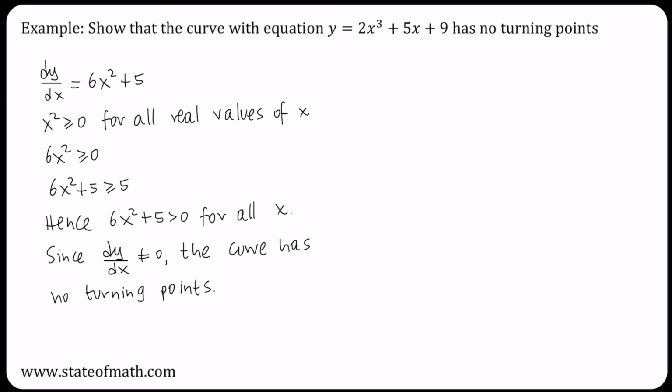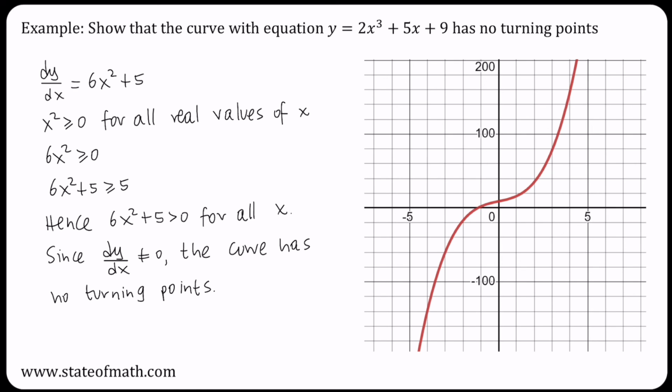In case you are wondering what this curve looks like, we can look at its graph. There it is. It's a graph that keeps going upwards. We say that it's an increasing function. There is no maximum, there is no minimum. I keep going upwards from left to right, so there are no turning points.